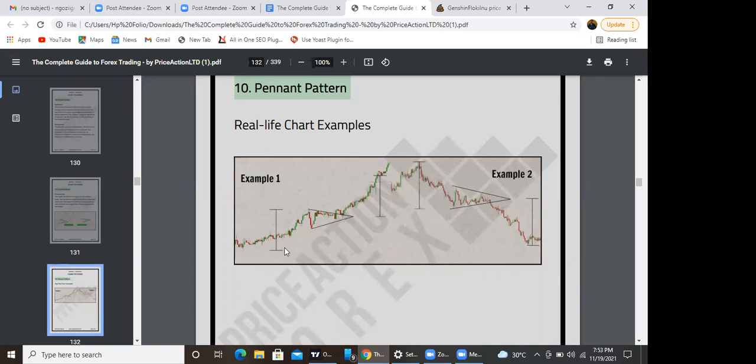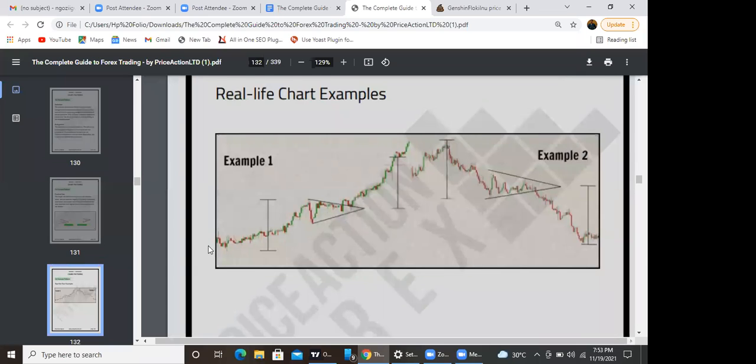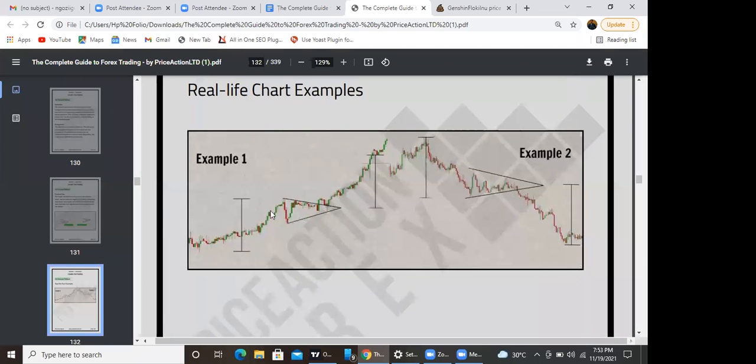Let's look at this picture now. This seems to be the support. The movement that occurs before the pennant pattern starts to form is what you can use to measure your take profit.